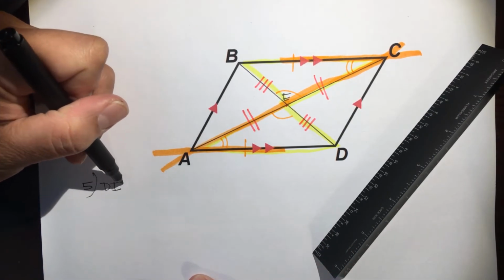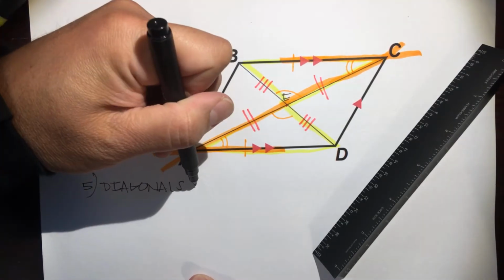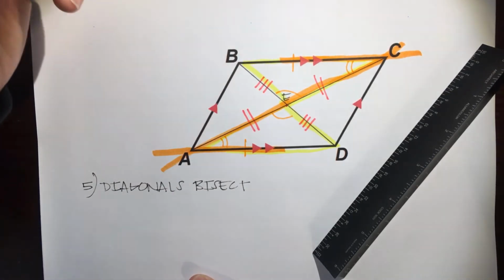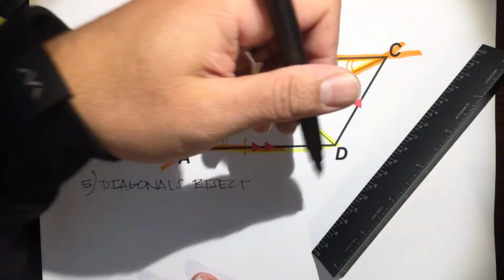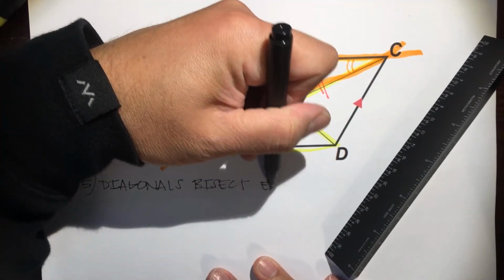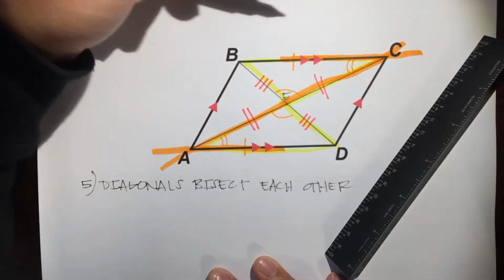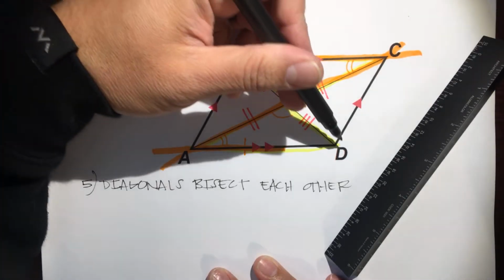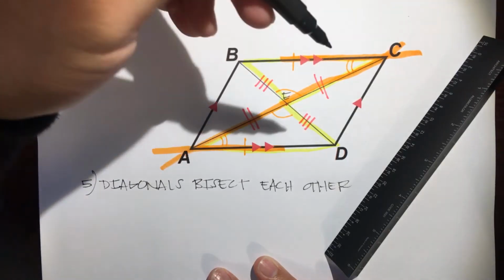Diagonals bisect. What does the word bisect mean? Cut in half. Bisect. When you cut something into 2 equal halves. Bisect each other. So what did this side do to this side? It cut it in half. What did this side do to this entire diagonal? It cut it in half so that there's equal halves.